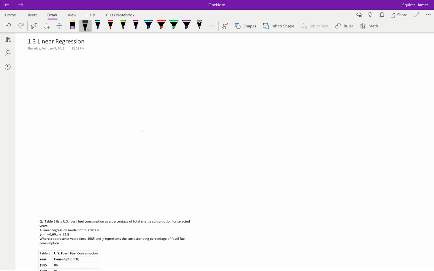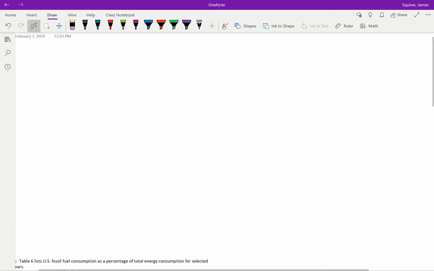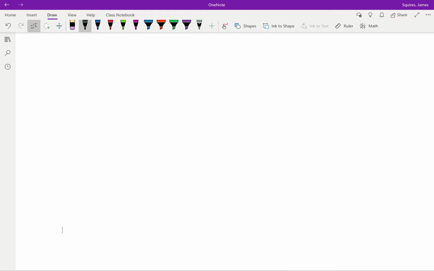Alright, so we're going to be looking at linear regressions. Typically, we're going to have some data available to us, and we're going to try to extrapolate some relationship from that data, and then we're going to interpret that relationship.